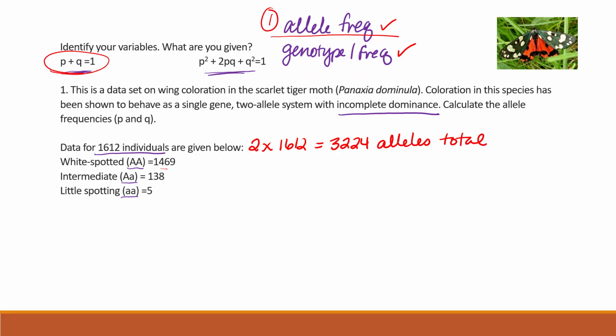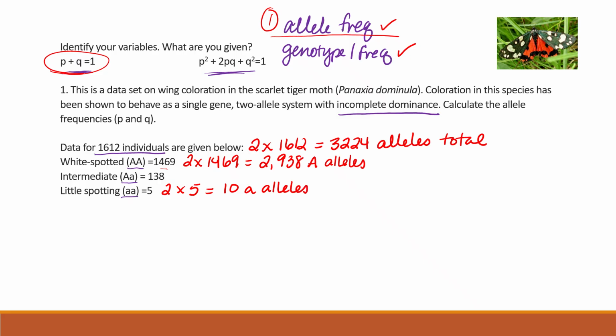For our individuals that are white spotted, we have 1,469 individuals. These individuals are all homozygous, which means that of those individuals, they each have 2 alleles. We have 2,938 big A alleles. I'm going to skip intermediate for just a minute. By the same logic, we have 5 individuals who are homozygous for little a. That means for these individuals, we have a total of 10 little a alleles.